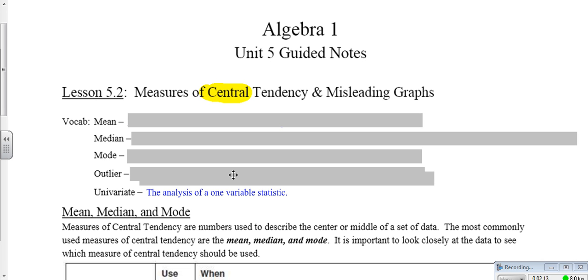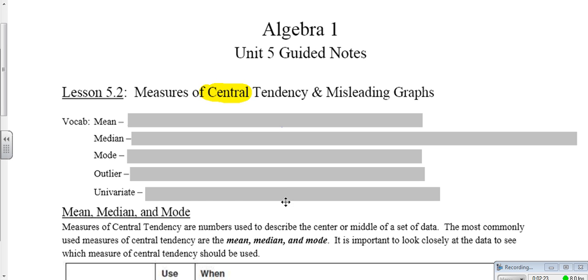Univariate is what we're going to work on with this lesson. That's the analysis of a one variable statistic. In other words, you have a list of numbers, you just add them up and divide by the number of terms you have, finds the average, but it's one list of numbers, not two. That would be bivariate, and that's something we'll discuss in 5.3 and 5.4.